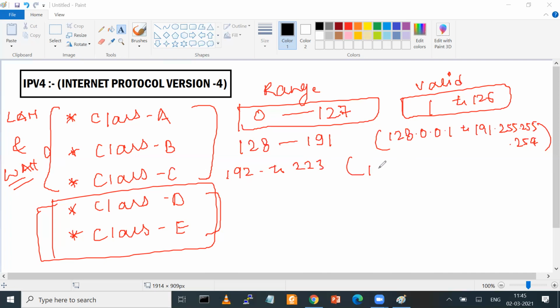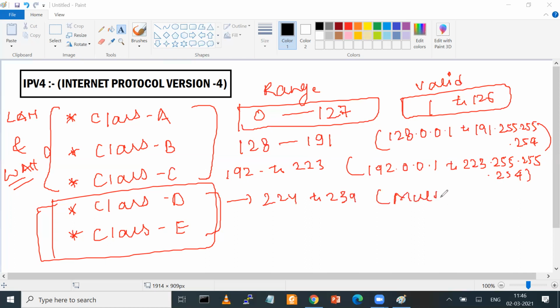And class D range is 224 to 239. This is used for multicasting. 240 to 255 is for research and scientific purposes.